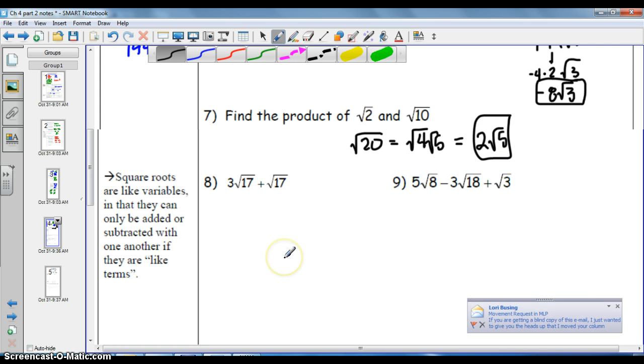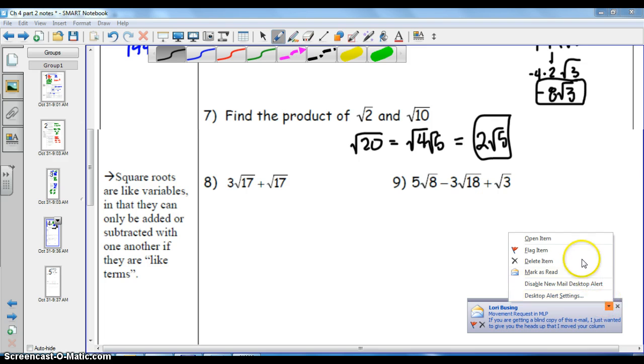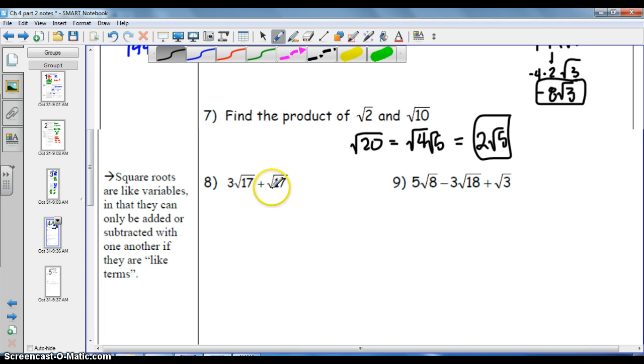Now, when it comes to adding, you are going to add like it's like terms. So if this is square root of 17 and this is square root of 17, you can then just add how many you have. So here I have 3 square root 17s. Here I have 1 square root 17. So I have a total of 4 square root 17s. And I cannot reduce that square root of 17 since that's prime. And we are done.